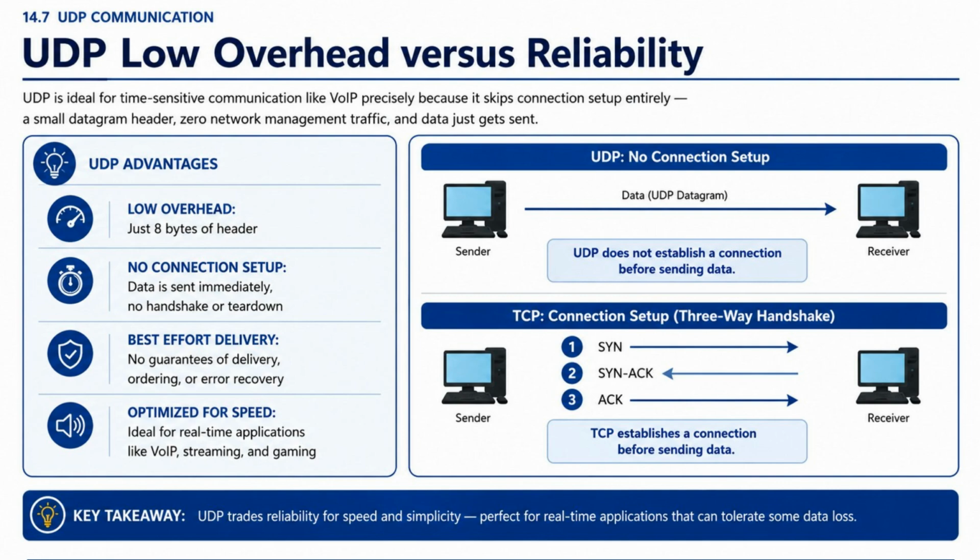UDP is ideal for time-sensitive traffic like VoIP, precisely because it skips connection setup entirely. A small header, zero network management overhead, data just goes. Contrast this visually with the 3-arrow TCP handshake from earlier in the module. UDP is just a single arrow, no setup steps at all.